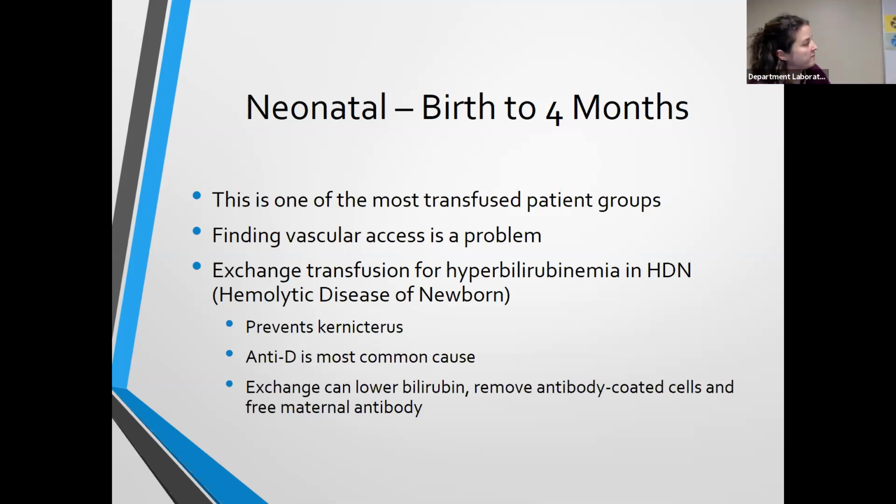You guys, finding vascular access is a concern for these patient populations, right? They have very small veins. We typically try not to stick them.